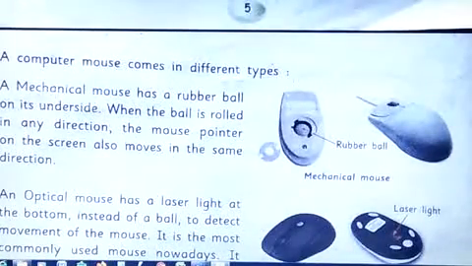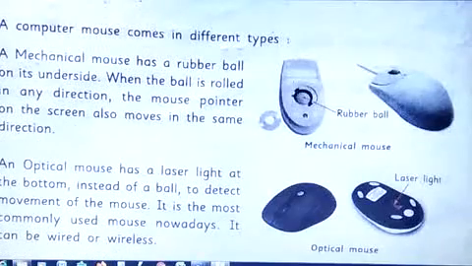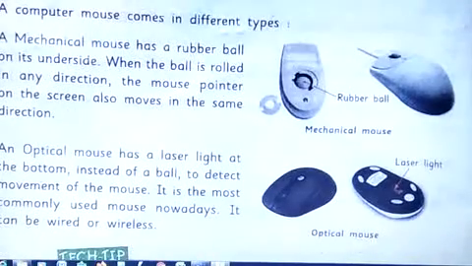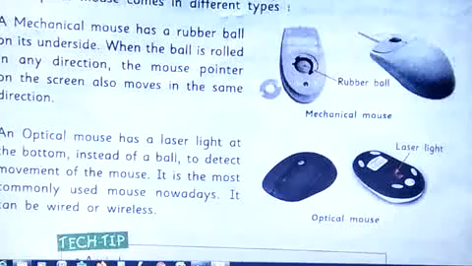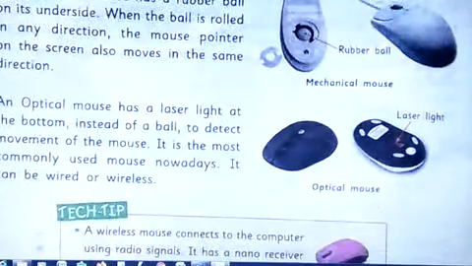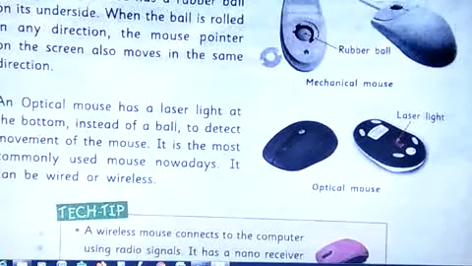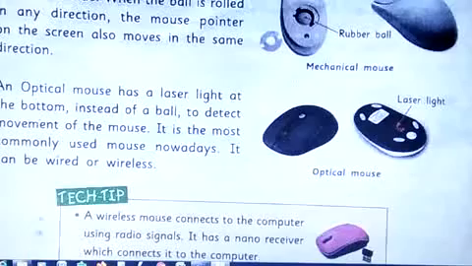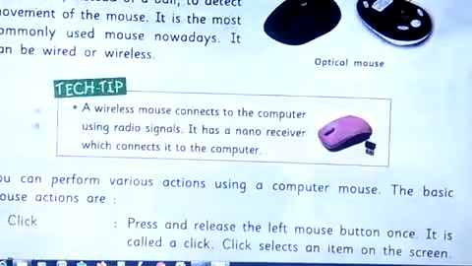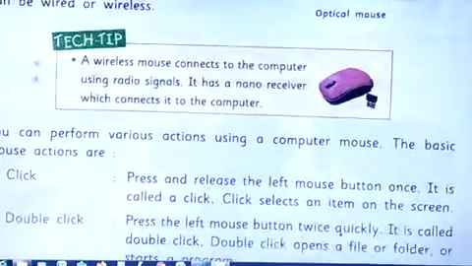Here are different types of mouse. The mechanical mouse has a rubber ball on its underside. When the ball is rolled in any direction, the mouse pointer on the screen also moves in the same direction. Second is the optical mouse. It has a laser light at the bottom instead of a ball. This laser light detects the movements of the mouse. It is the most commonly used mouse nowadays. It can be wired or wireless.